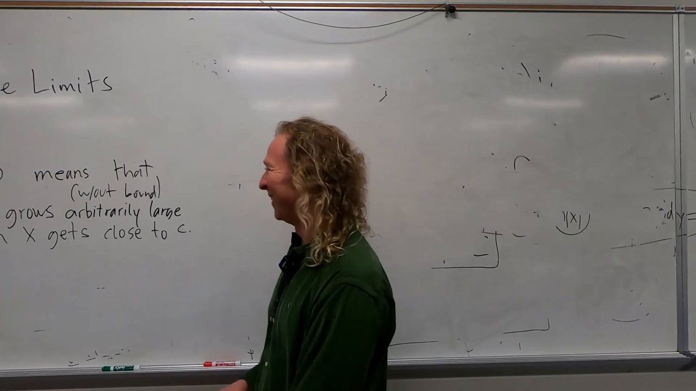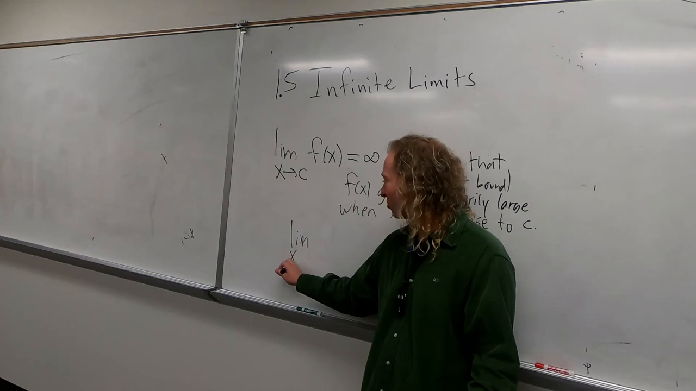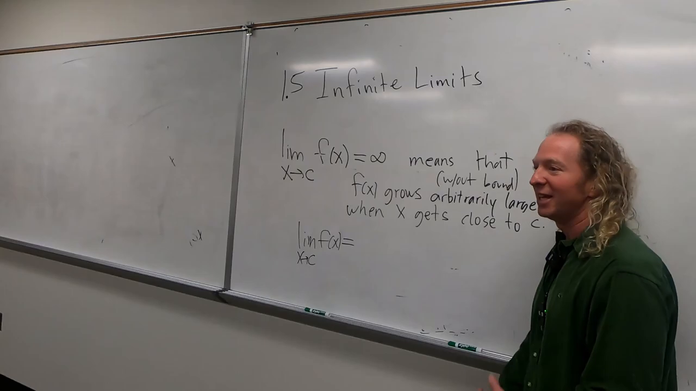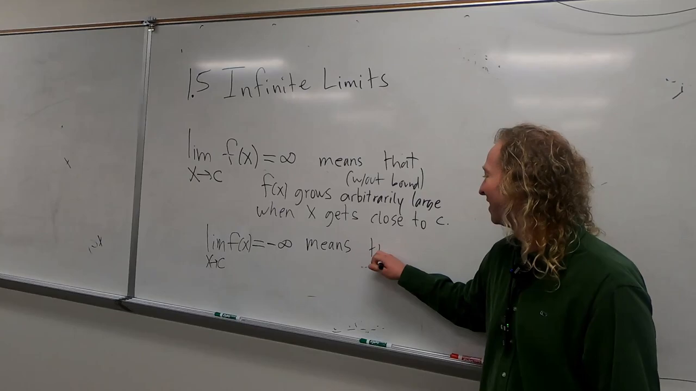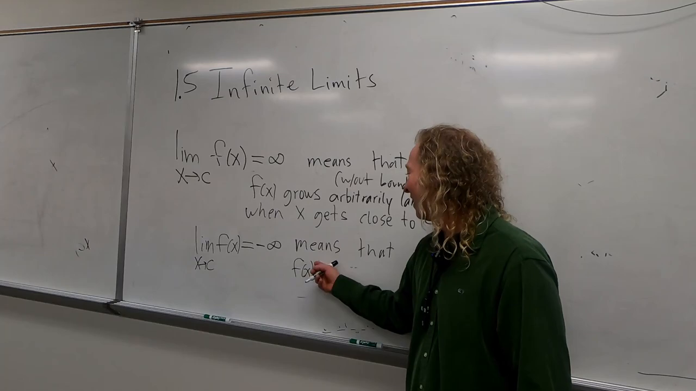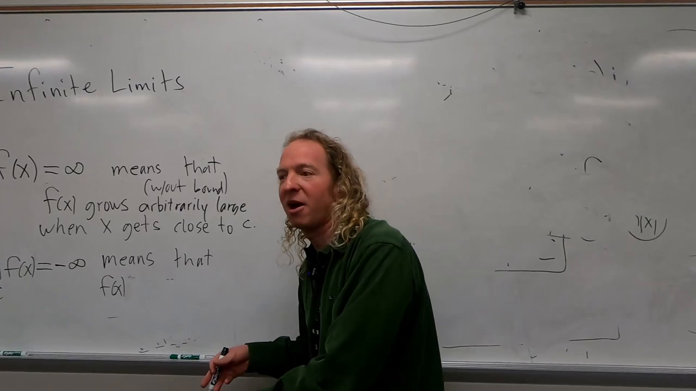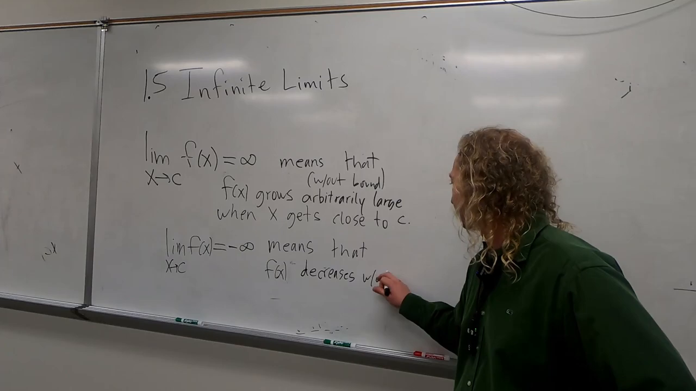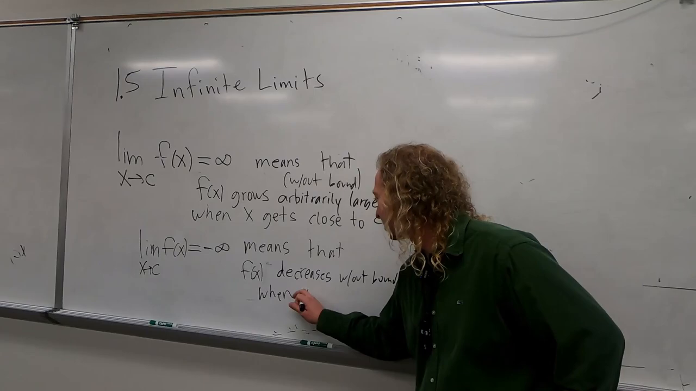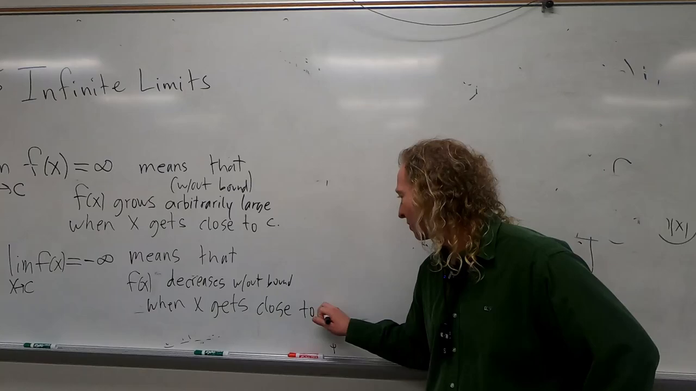Okay, and then the other one is limit as x approaches c of f of x equals negative infinity. This means that f of x gets small when x gets close to c. It decreases without bound. It gets arbitrarily small. So I'll just say f of x decreases without bound when x is close to c.